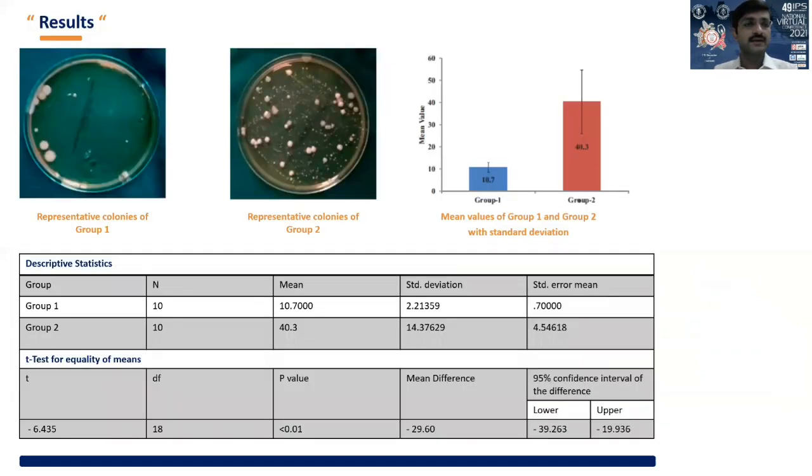Now coming to the results, in the first two images you can see the colonies of Candida in group 1 and group 2 respectively, and in the third image, the graph, you can find the mean values of group 1 and 2 with standard deviation.